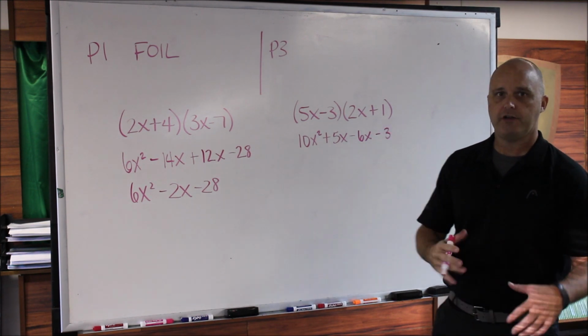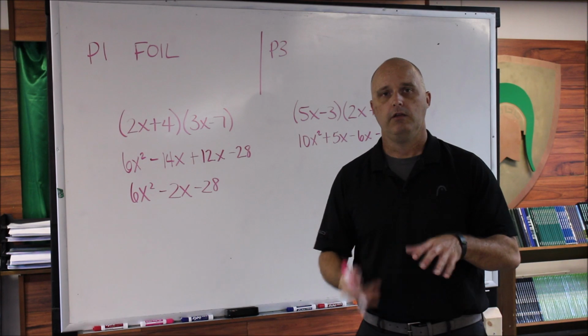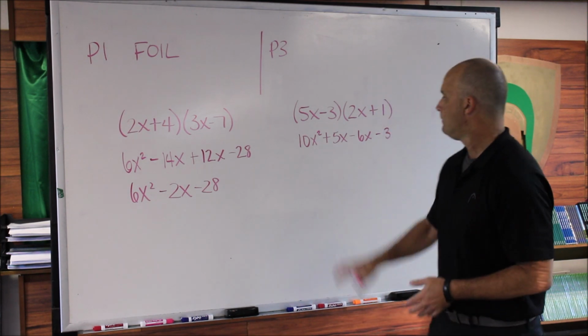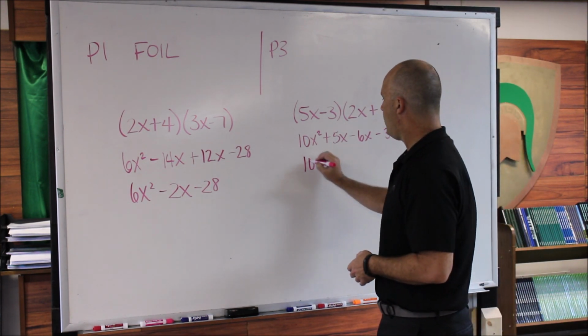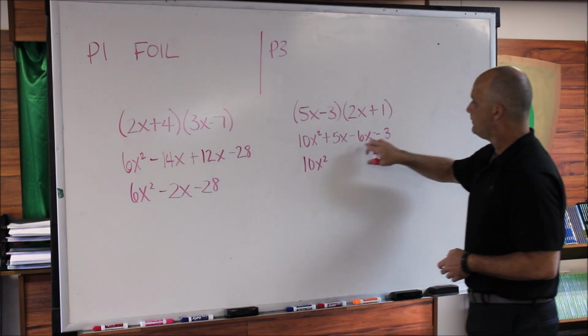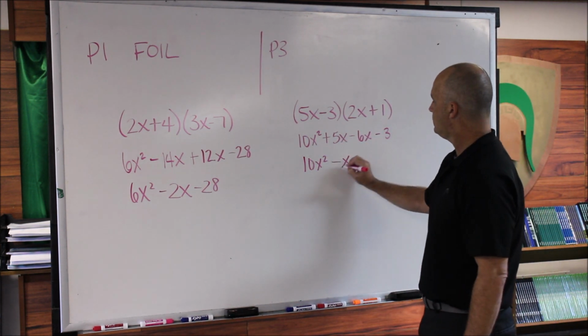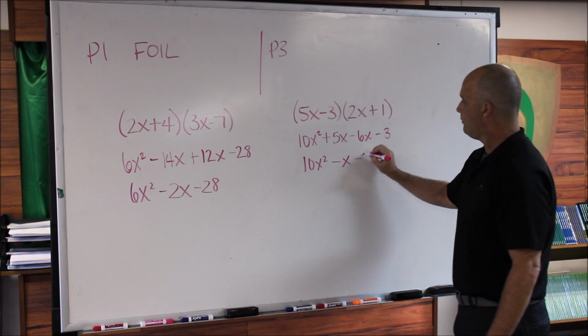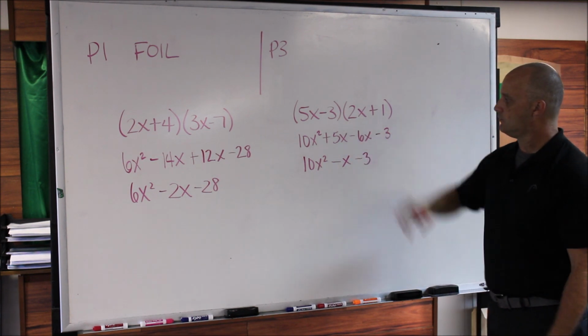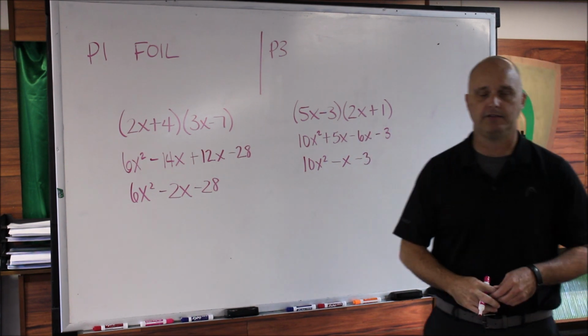So then once you've got this new line written out, you just combine any like terms that you've got. So 10x squared is going to be brought down. 5x minus 6x is negative x. And then we bring down our negative 3. And so your solution to this one is going to be 10x squared minus x minus 3.